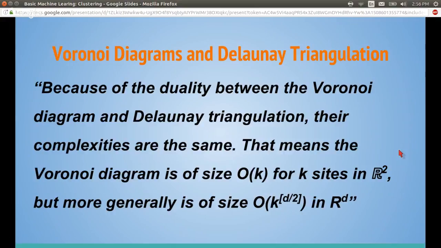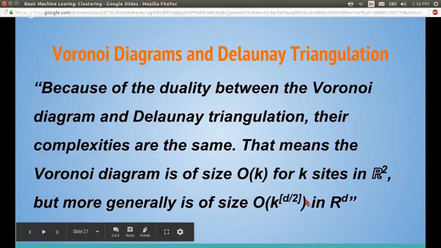So here he's just getting into some math and he's talking about the upper limit of these Voronoi diagrams, or Delaunay triangulation, I guess is the same result, two different mathematical approaches. But they talk about the complexity, right? And so it's O to the K of D over 2.